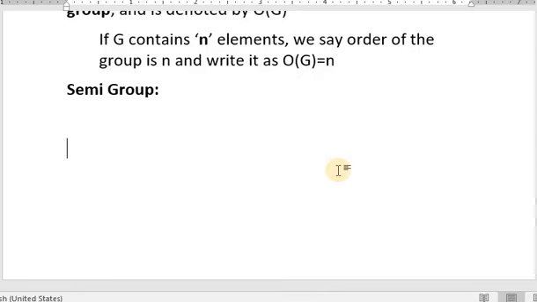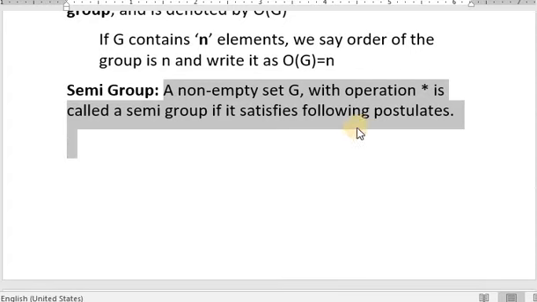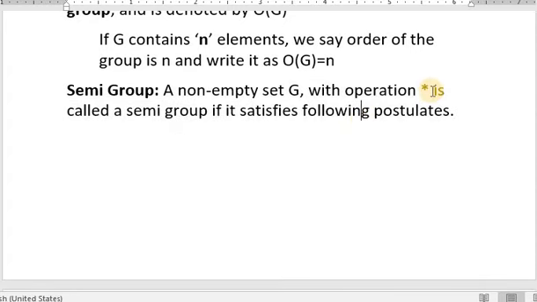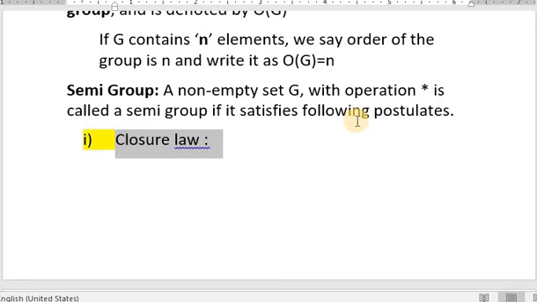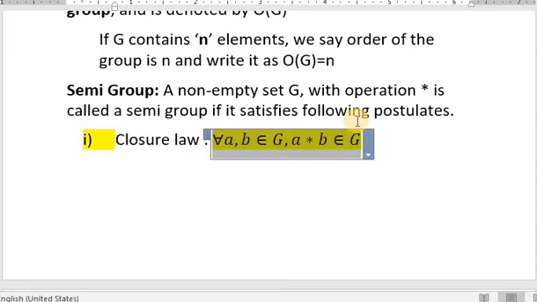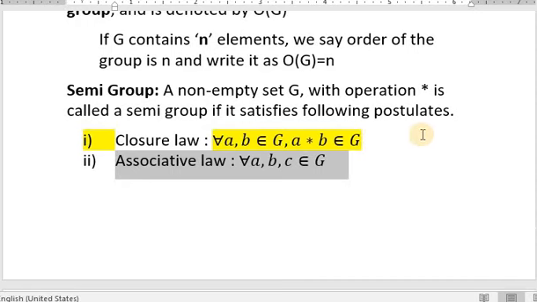Let us define a semigroup. Semigroup is also a simple algebraic structure. With respect to a binary operation, it should satisfy the first two postulates of the group, namely the closure law and associative law. So the closure law means for all a, b belongs to G implies a star b belongs to G, and it should also satisfy the associative law.